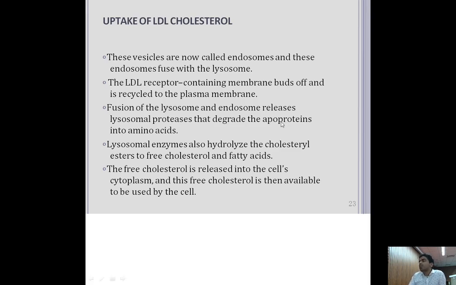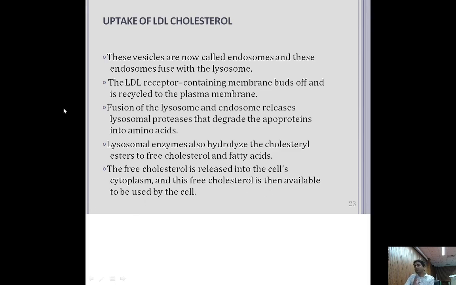But apoprotein is a part of lipoprotein, you know that. And lysosomal enzymes hydrolyze the cholesterol ester to free cholesterol. I told you that cholesterol can be present in the cholesterol form and also the cholesterol ester form. So the enzymes present in the lysosome will convert the cholesterol ester form to free cholesterol, and this free cholesterol will be utilized for the formation of steroid hormones, vitamin D and so on. Free cholesterol is released in the cell cytoplasm and is then available to be used by the cell.